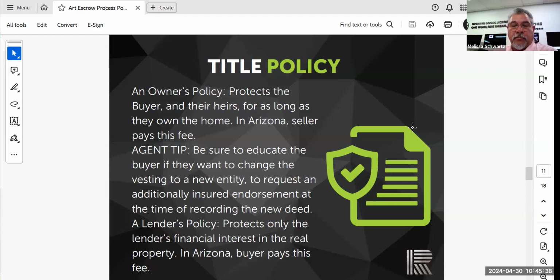Be sure to educate the buyer, if they want to change the vesting to a new entity, to request an additional insured endorsement at the time of recording the new deed. What this is referring to is if you decide to take the property and put it into your trust, usually that's not an issue because you're still listed as the trustee of the property.